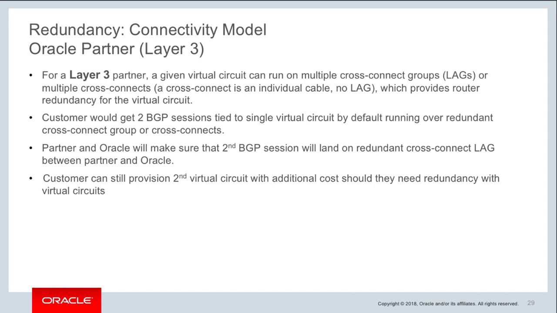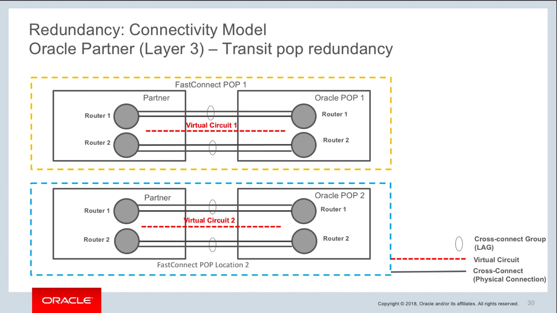You can always create a second virtual circuit just to have additional redundancy on the virtual circuit side as well. This is up to you, if it's financially feasible for you to do so. So in the case of a layer 3 partner transit POP redundancy model, if you create a single virtual circuit in the first transit POP, it automatically has two BGP sessions tied to it, and the BGP sessions are running across the two cross-connect groups. So you get that router level redundancy automatically. And if you want to create a second virtual circuit, you can also do so, so that you get transit POP redundancy as well, and you also get router level redundancy within each transit POP.